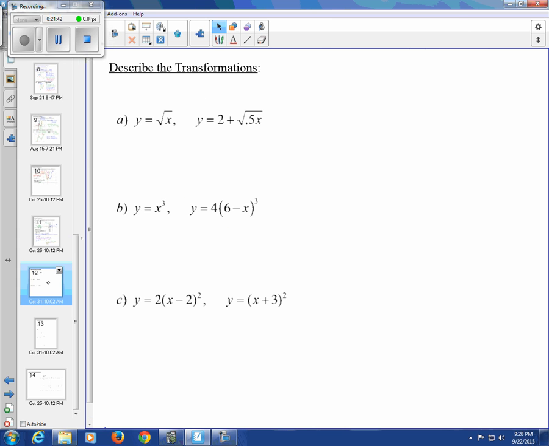Okay, so we've got 3 problems that I want you guys to take a quick look at. Right here, I want you guys to list the transformations that we're seeing from our first function to our second function for all 3 of these guys. We'll come back in a second and evaluate.